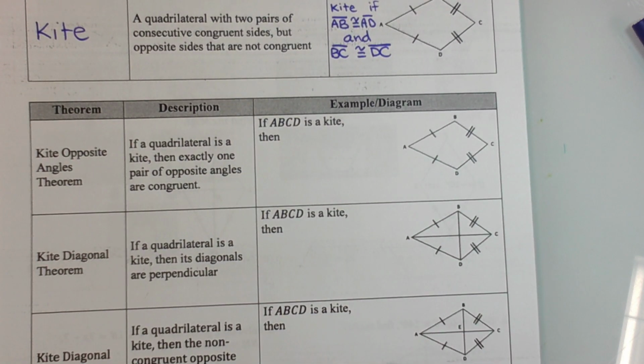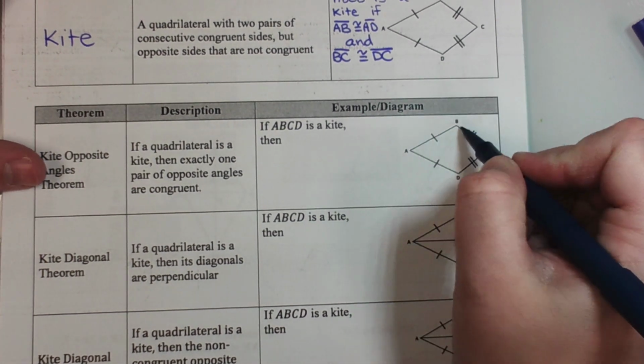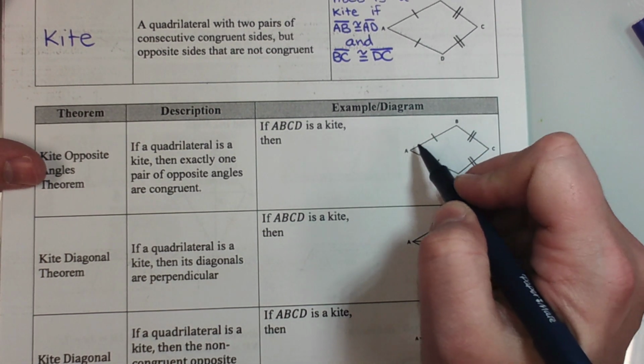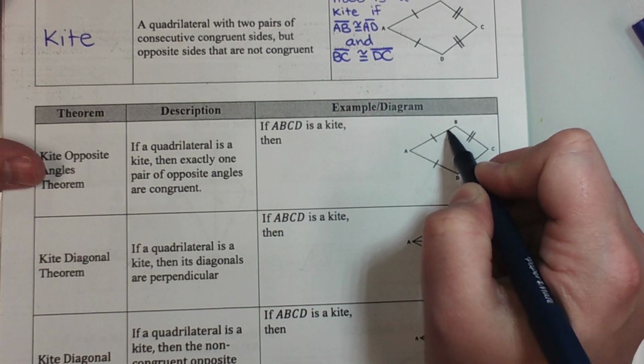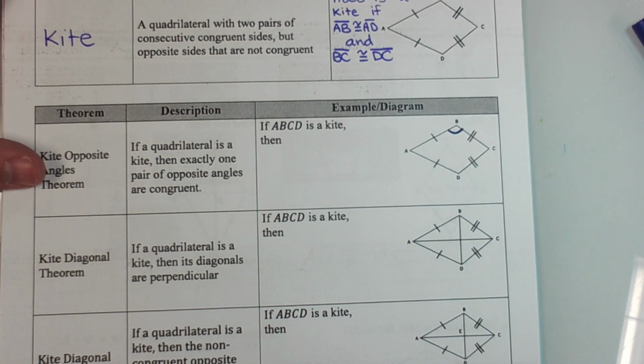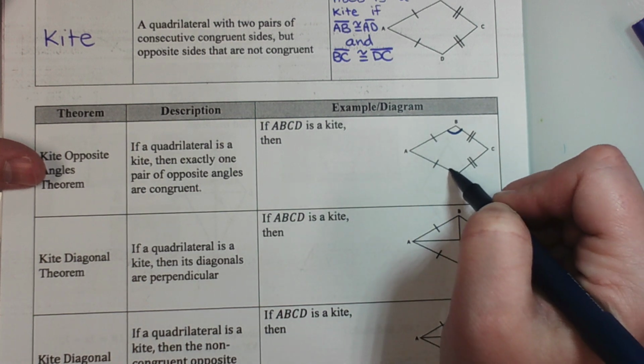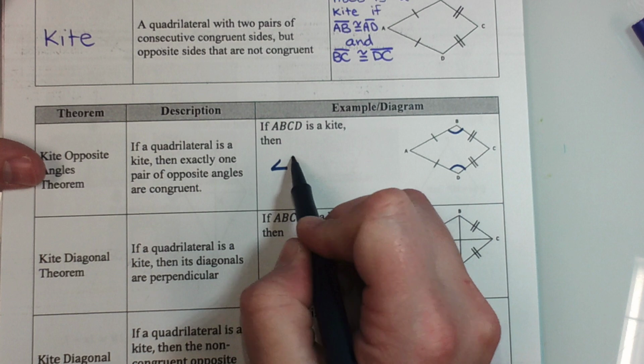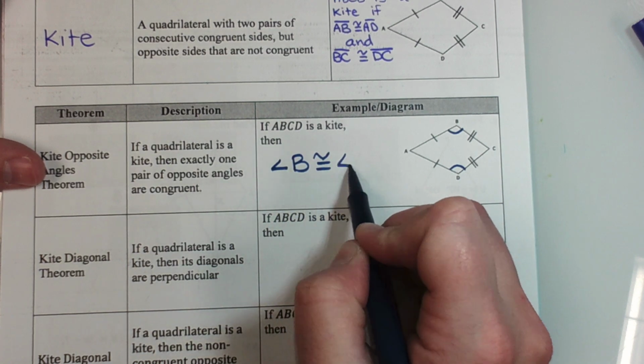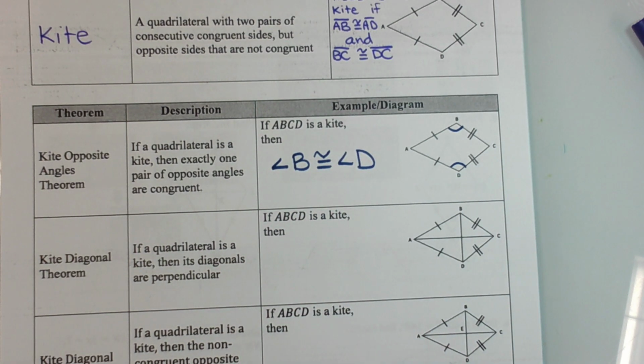For example, the kite opposite angles theorem states that if a quadrilateral is a kite, then exactly one pair of opposite angles are congruent. Specifically, it's the angles between the non-congruent sides. In this shape, the non-congruent sides would be AB and BC. The angle between them is one of the congruent ones. Between the other pair of non-congruent sides is angle D. That makes our congruent angle pair: angle B is congruent to angle D.